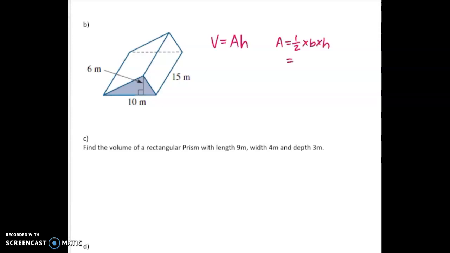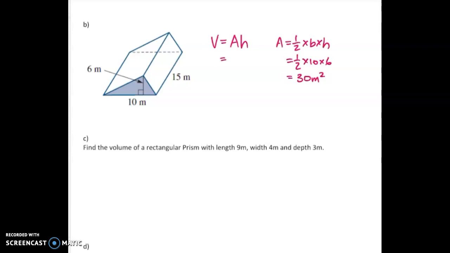All right, in this case, the base is the 10 at the bottom. Height is the perpendicular height, which is given as 6 here. So we substitute that into the formula, half times 10 times 6. Okay, that will give us 30 square meters.